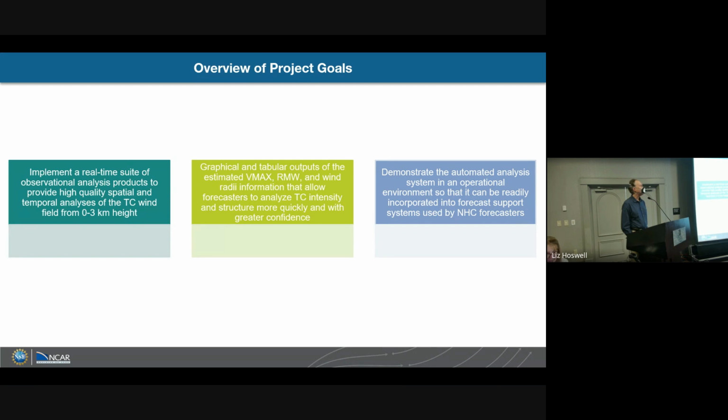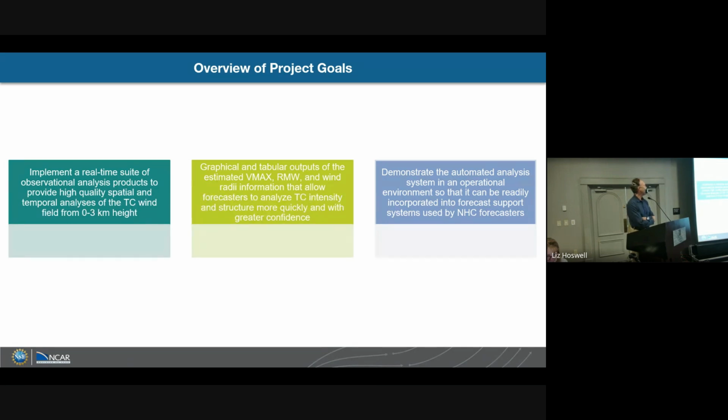And just a little side story, the nexus of this project came about in 2016 when Michael Bell and I were in Puerto Rico at the AMS Hurricane Conference, and we were at the banquet. We were just talking and thinking about our joint capabilities, and we thought, wouldn't it be great to join these together?